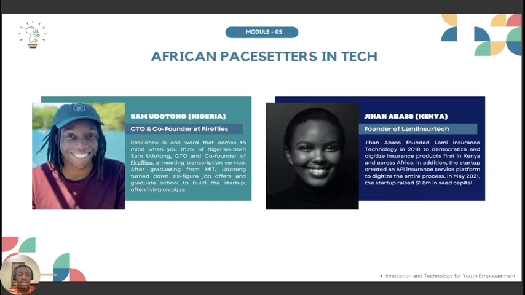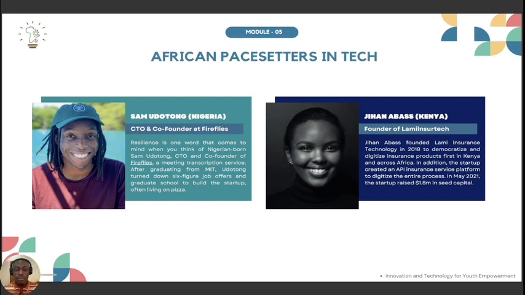Then also we have Sam Udotong, who is also from Nigeria. Sam is the CTO and co-founder at Fireflies. Now, this guy is a resilient guy. In fact, resilience is the word that can be used to describe him. He's Nigerian born, he's a CTO and co-founder of Fireflies, a meeting transcription service. What the application does is to translate outcomes of meetings, and, for documentation purposes.